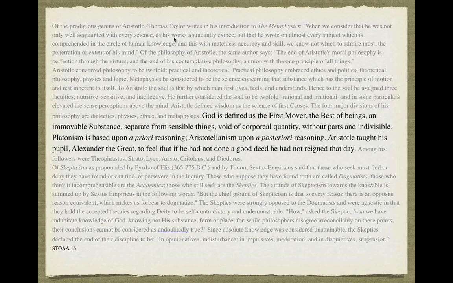God is defined as the first mover, the best of beings, an immovable substance, separate from sensible things, void of corporeal quantity, without parts, and indivisible. Platonism is based upon a priori reasoning, Aristotelianism upon a posteriori reasoning. Aristotle taught his pupil Alexander the Great to feel that if he had not done a good deed, he had not reigned that day.